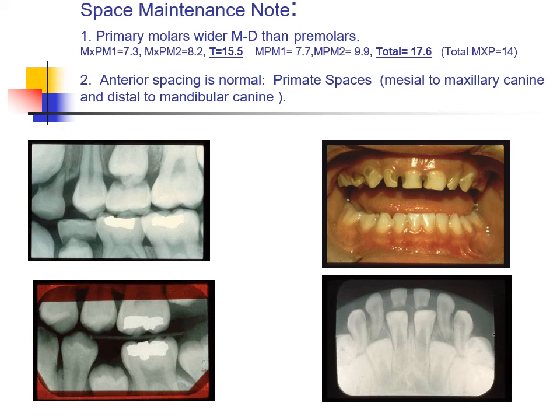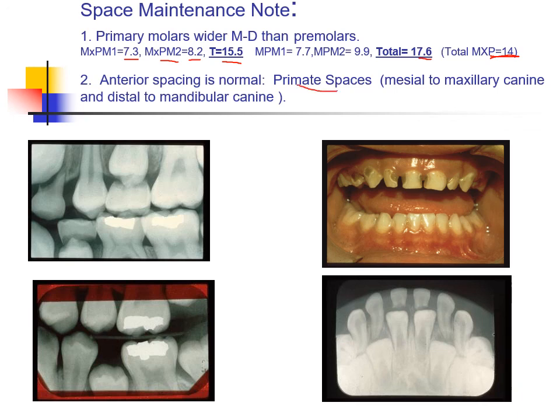So if we look at the maxillary first primary molar as being 7.3, the maxillary second primary molar as being 8.2, remember now our total for the permanent premolars is 14, so they're 7 apiece. So we gain about 1.5 millimeters in the maxillary arch, and we gain about 3 millimeters in the mandibular arch, so that's pretty important.